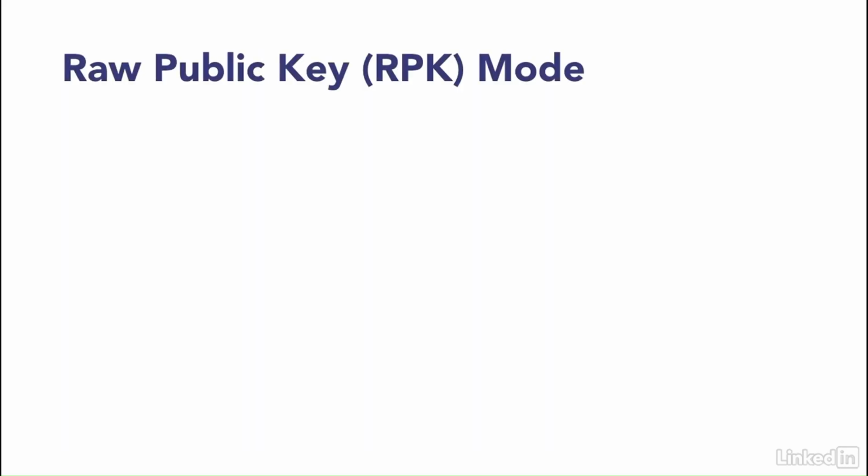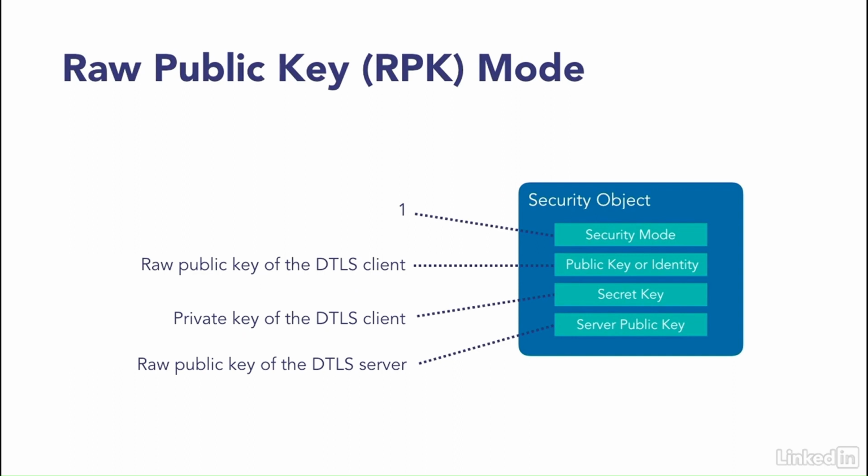When using raw public key mode, we need to set some different values here. The security mode resource must be set to 1. The public key or identity resource must be used to store the raw public key of the DTLS client. The secret key resource must be used to store the private key of the DTLS client. And the server public key resource must be used to store the raw public key of the DTLS server.